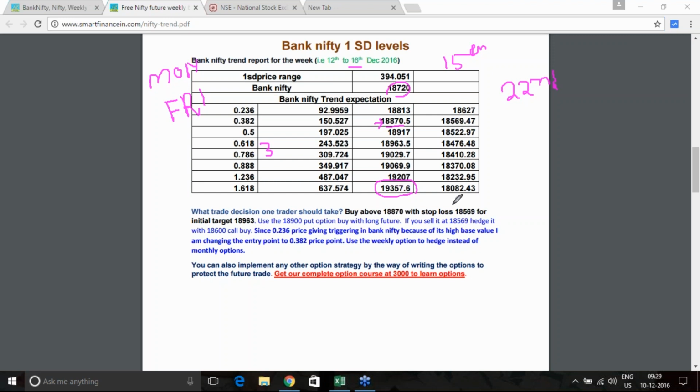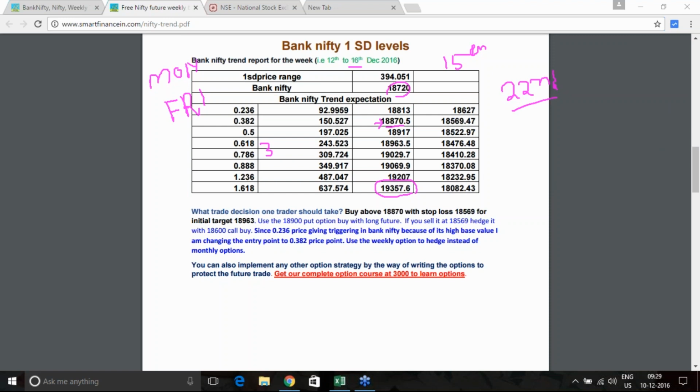So this is a second choice. Either roll that option to the next series sufficiently well in advance, 1 or 2 days in advance, or try to go for a next series. Or while initiating the trade itself, you go for the next series. So you'll be almost safe. So this is how you should trade in the Bank Nifty.